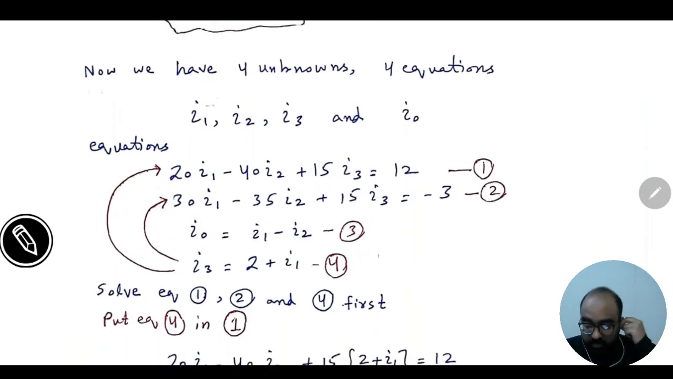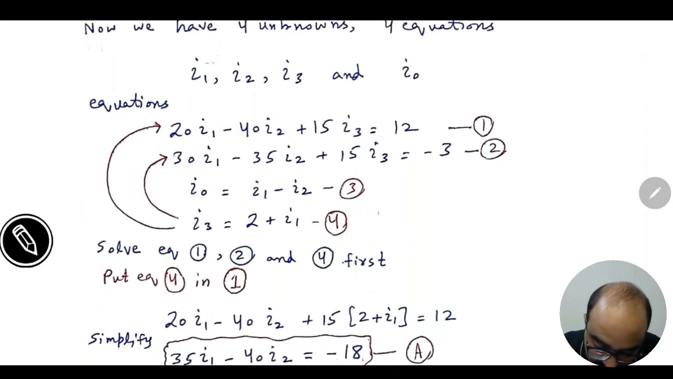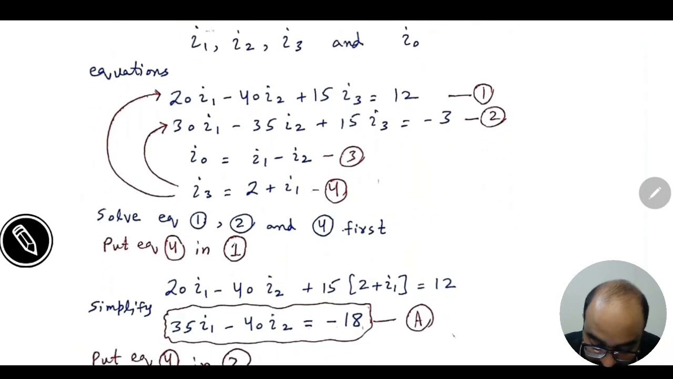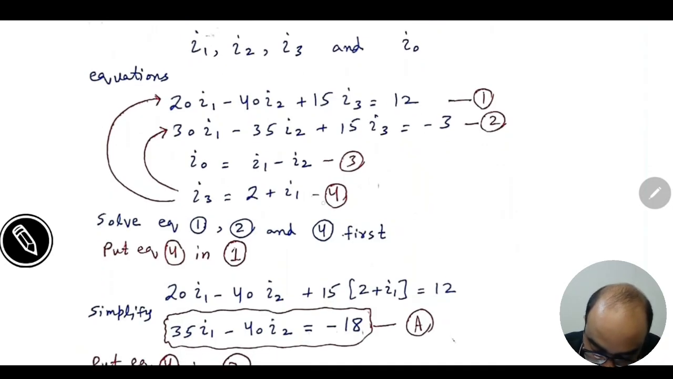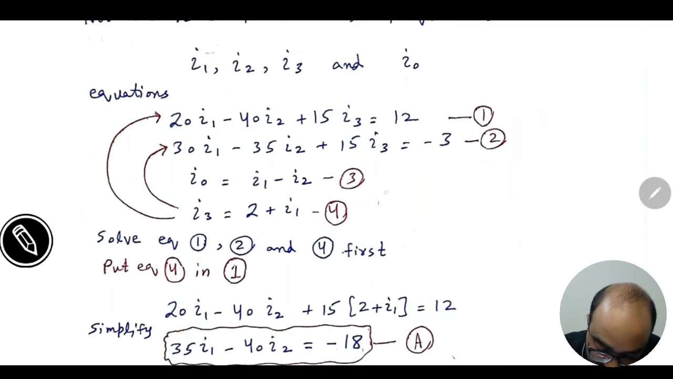Now by applying KVL on our mesh and super mesh and KCL at two nodes, we now have four different mathematical equations, that is equation 1 and equation 2 obtained from KVL, and equation 3 and 4 obtained from KCL. Now we have to solve these four equations to determine these four unknowns, that is I1, I2, I3 and I naught.